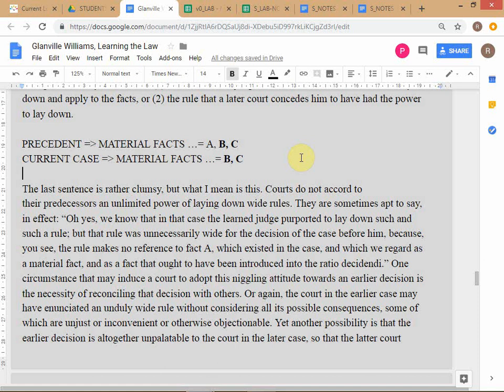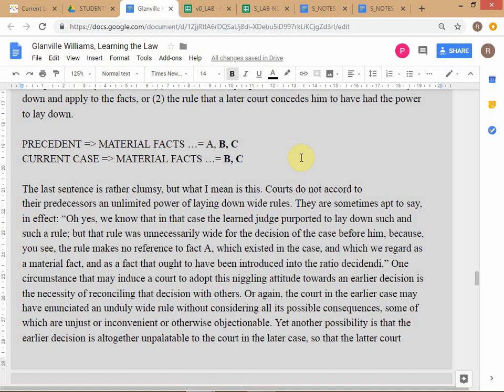Obviously, you can see that a rule based on only B and C is wider. Can you see that a rule based on only B and C is wider than a rule based on A, B, and C? Yes, because in all cases, A may not occur along with B and C, right? So this is basically the theory of restrictive distinguishing.